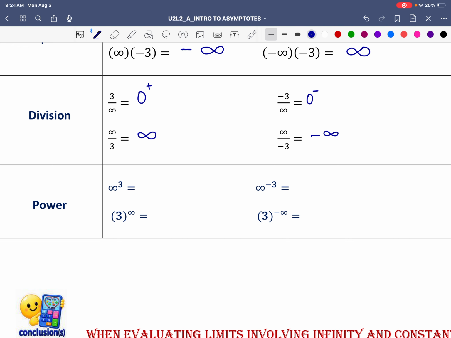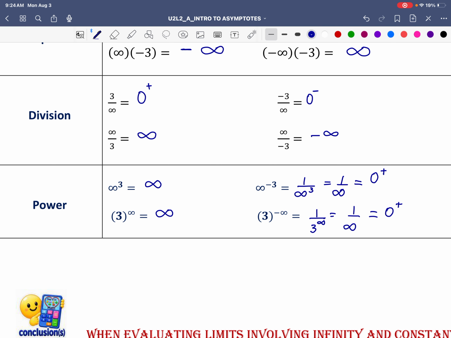Now let's do powers. We have infinity to the power 3. That's infinity. Infinity to the power negative 3, that's 1 over infinity to the positive 3. That's 1 over infinity. We've done this in the previous exercise. So that is 0 plus. 3 to the power of infinity will be equal to infinity. So if you keep raising number 3 to a power, then it will increase to infinity. 3 to the power negative infinity will be 1 over 3 to infinity, which is 1 over infinity, and that will give 0 plus again.